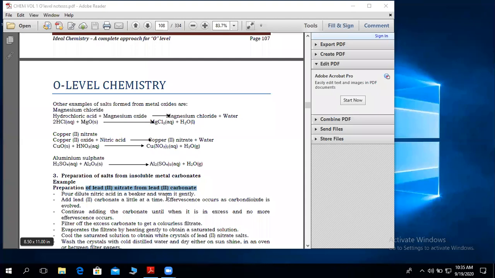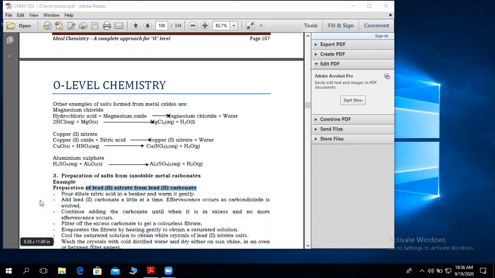This time we shall give you a mark because you are using a carbonate and the acid, and the carbon dioxide gas will be given out. Whenever you have a carbonate, any salt containing a carbonate, and you add an acid, it is obvious that carbon dioxide is going to be given out. Continue adding the carbonate until no more effervescence occurs.